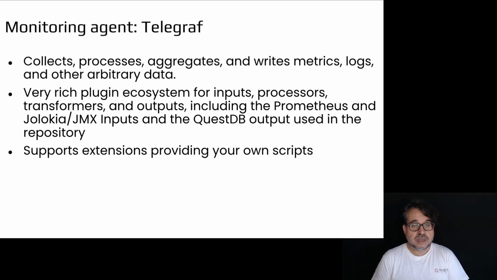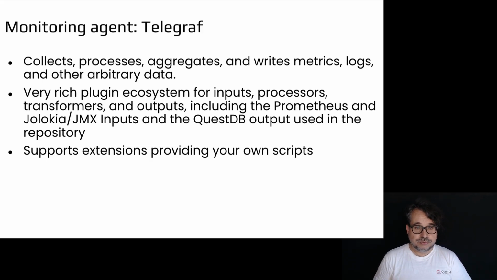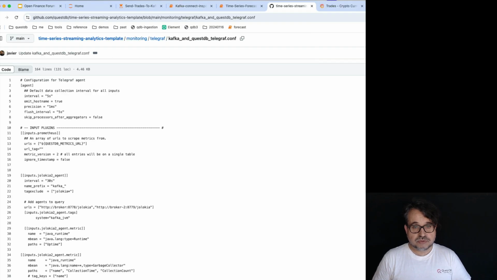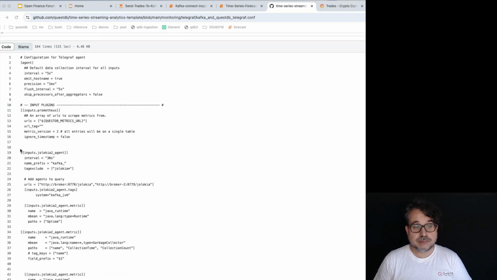For monitoring, I chose Telegraf. Telegraf is a monitoring agent that can collect metrics from many different places, and has plenty of plugins. So in my case, I'm going to be collecting metrics. I'm going to show you here the configuration. I collect metrics from the Java virtual machine, from the Kafka broker, and also collecting metrics from QuestDB.